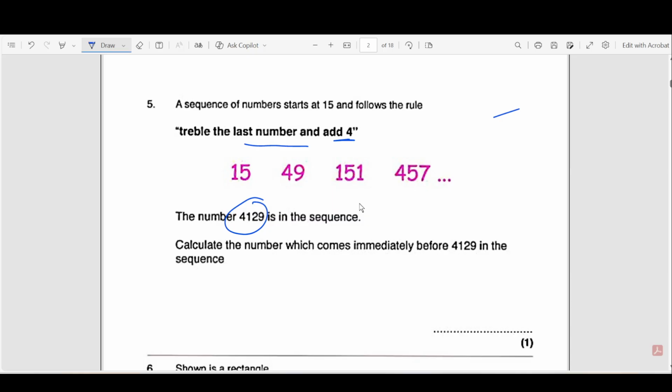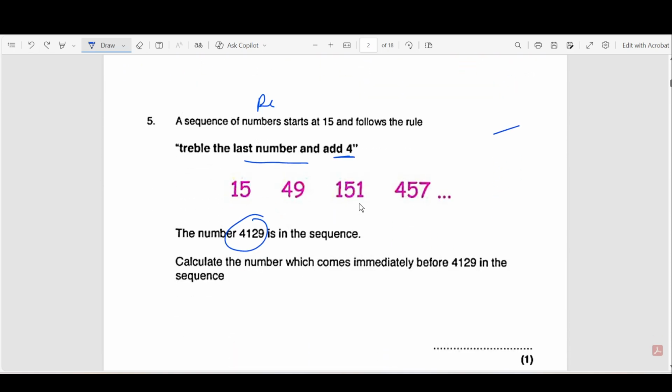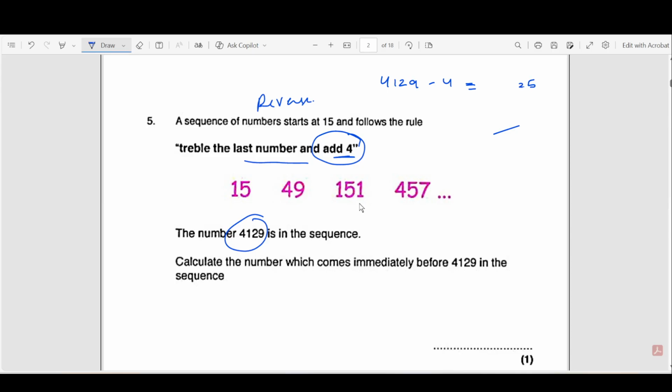So to find the number immediately before 4129, we need to do the reverse operation. In these types of questions, always do the reverse operation. Reverse means the opposite of whatever is given. It says add 4, and the opposite of add 4 is minus. So take this number, 4129, and subtract 4. 9 minus 4 is 5, and the other digits stay the same, so we got 4125.